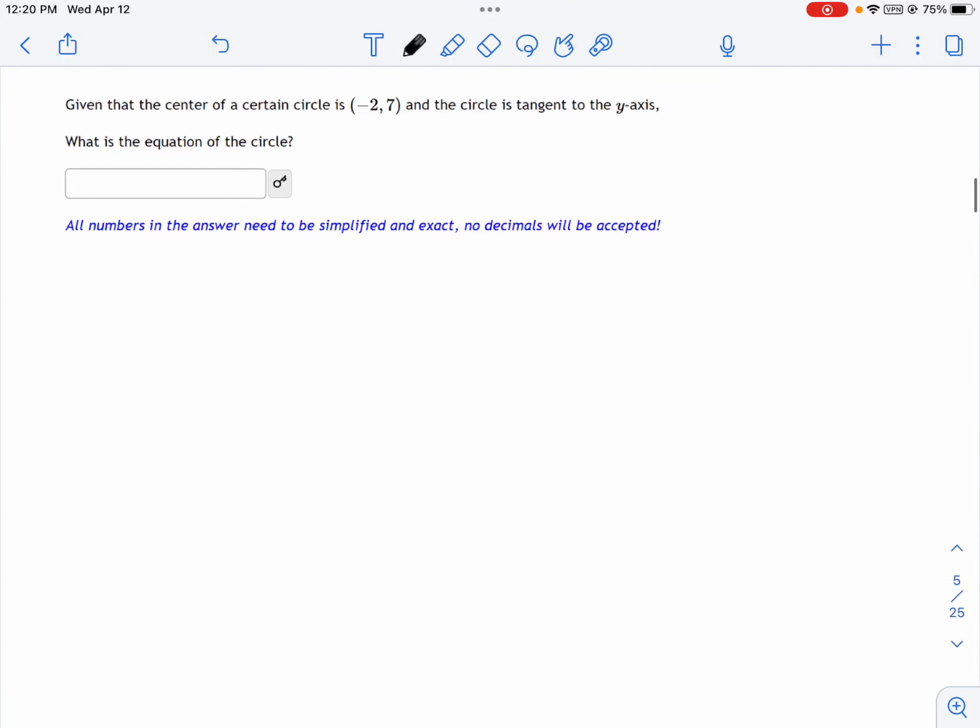Hello and welcome. Given that the center of a certain circle is (-2, 7), and the circle is tangent to the y-axis, find the equation.